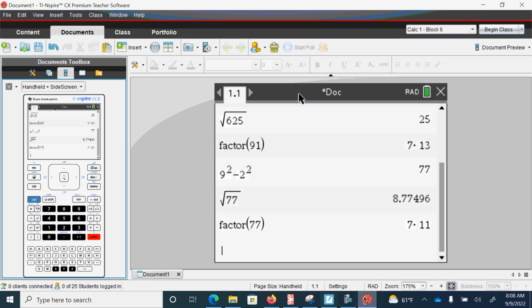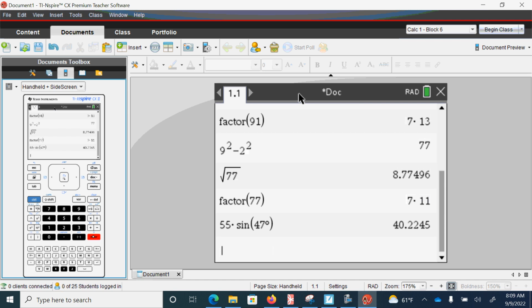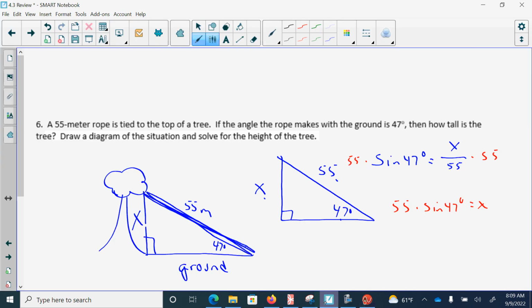So on my calculator, notice that I'm in radians because I live in radians in trig. So I'm going to have to make sure I tell my calculator that the angle that I'm talking about is in degrees. So I'm going to put in exactly what I had. So 55 times the sine of 47, and then I have to make sure that I put that degree symbol in to tell my calculator that this number that I'm giving, 47, is actually in degrees and not in radians. I'm going to hit enter, and I get 40.2245. So x is equal to 40.225.